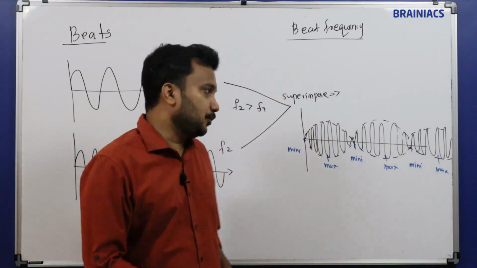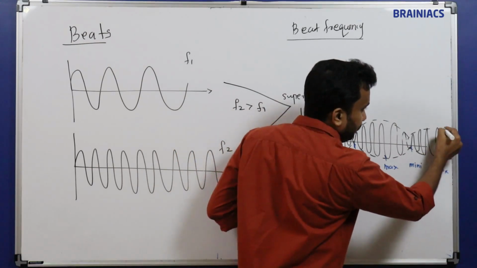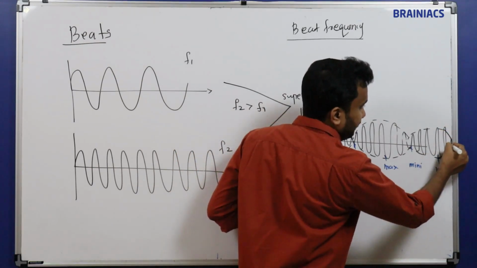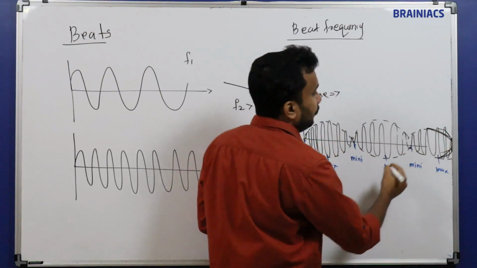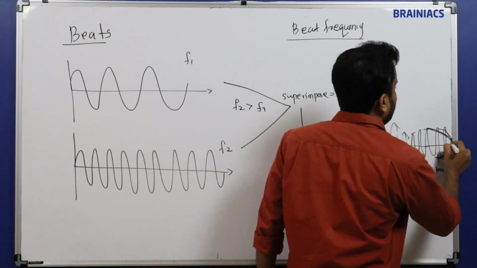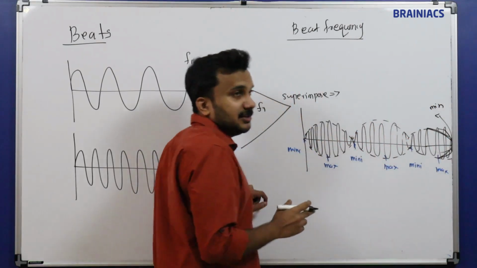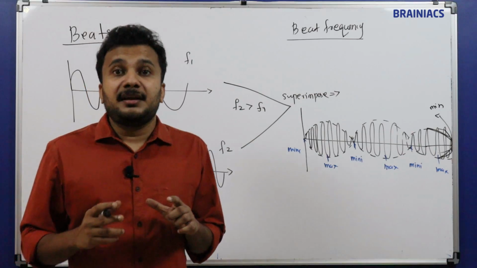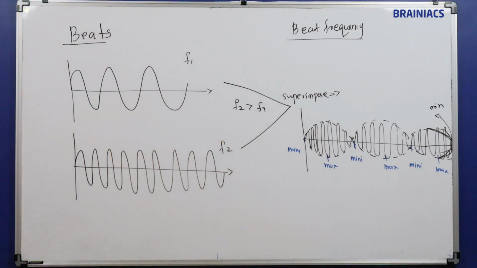Suppose I am assuming the wave is ending over here. This is the last point of it, and this is a minimum. Now let's see. Now I am assuming how many maxima there are in 1 second.